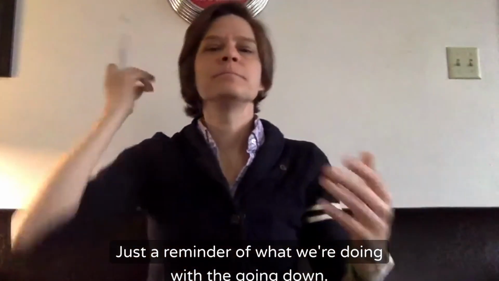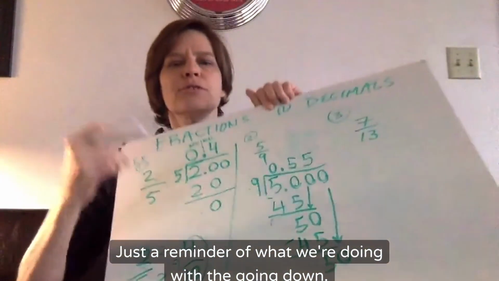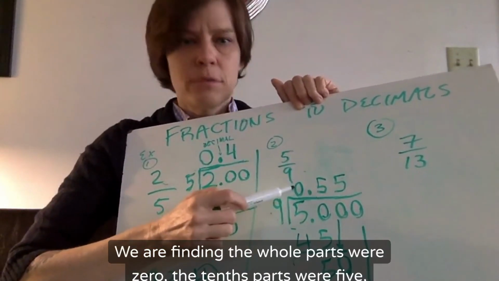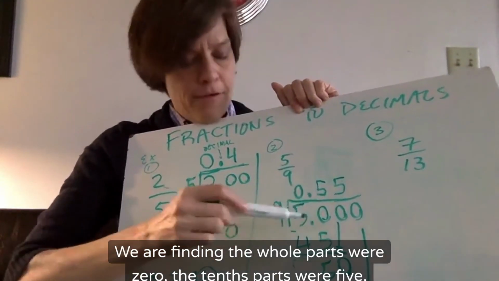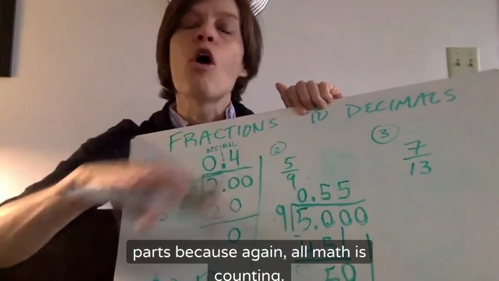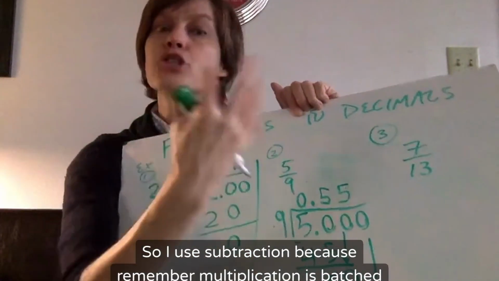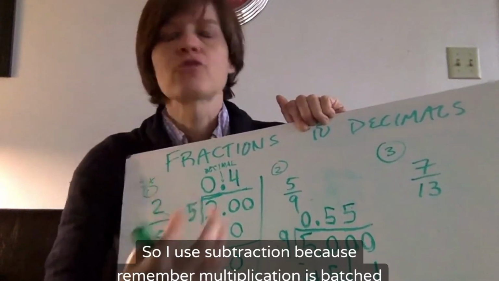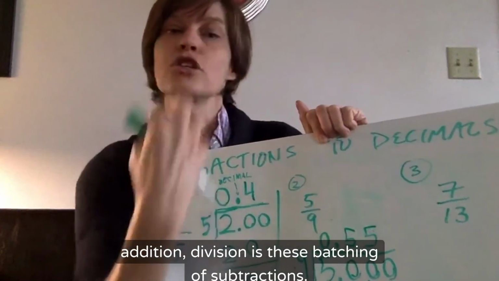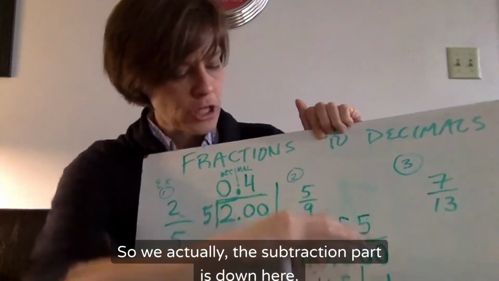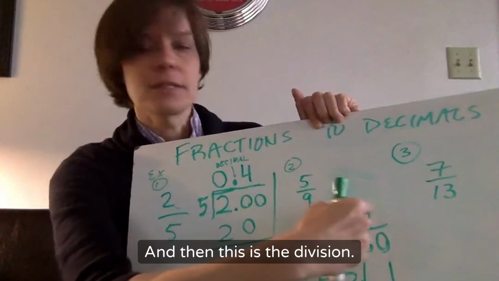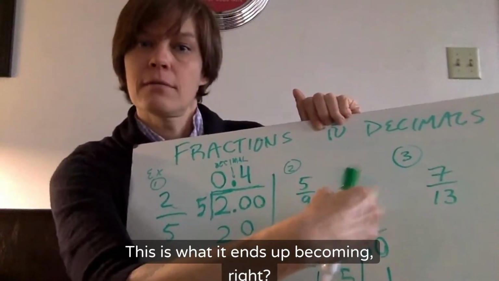Just a reminder of what we're doing with the going down. We are finding the whole parts were 0. The tenths parts were 5. And what we're actually doing is we're subtracting away the tenth parts because, again, all math is counting. So I use subtraction because, remember, multiplication is batched addition. Division is the batching of subtraction. So the subtraction part is down here, and then this is the division. This is what it ends up becoming, right?